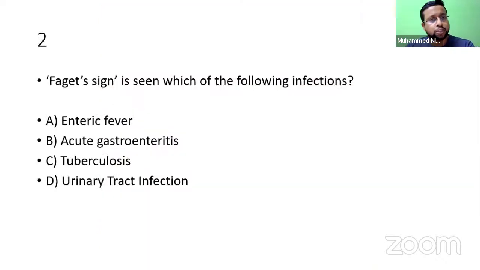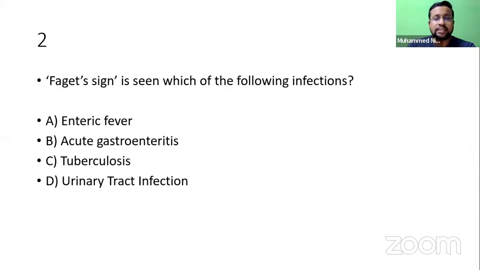The second question was, Faget sign is seen in which of the following infections? You can also give your options, what answer you think is correct. Faget sign is seen in which of the following infections? Is it enteric fever, acute gastroenteritis, tuberculosis, or urinary tract infections?